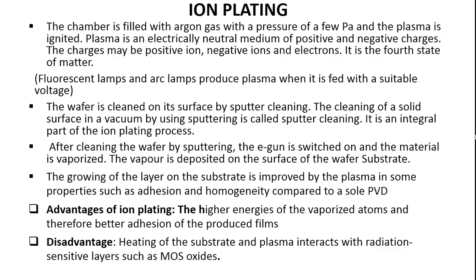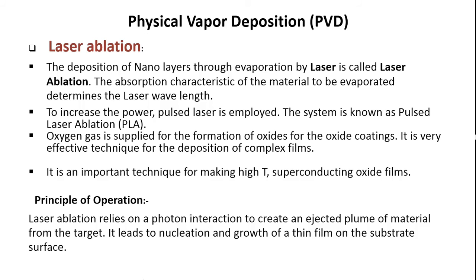Now we will go for the laser ablation method in physical vapor deposition. So we have seen the ion plating method of physical vapor deposition and its advantages and disadvantages. Now we will discuss laser ablation. What is meant by laser ablation? The deposition of nanolayers through evaporation by lasers is called laser ablation. You know what is laser? Light amplification by stimulated emission of radiation, that is laser.